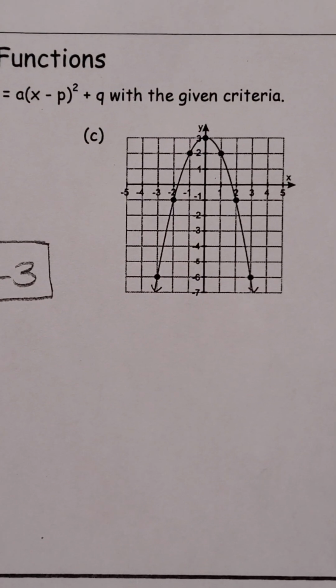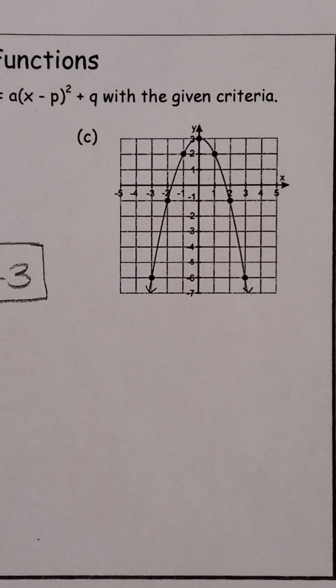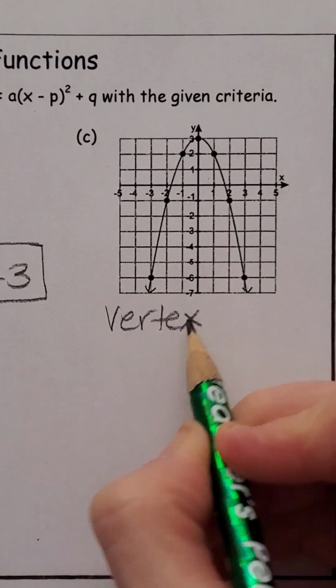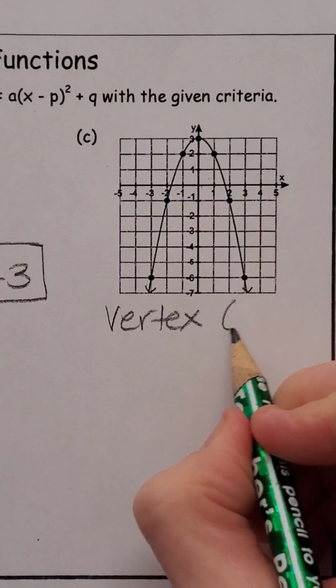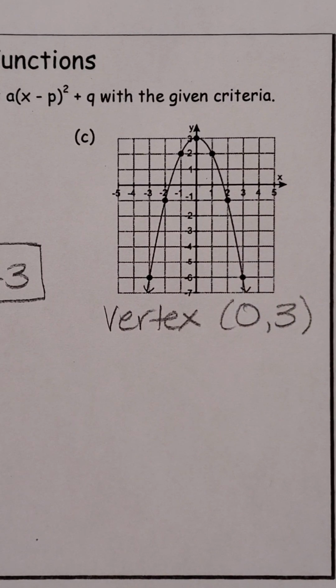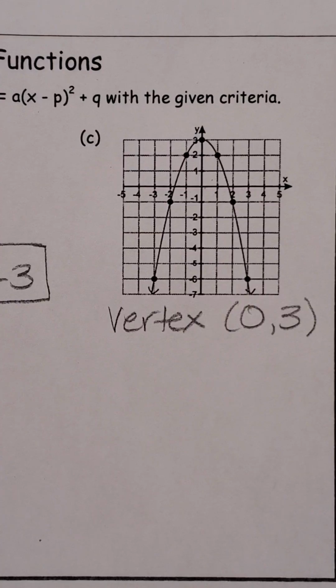And the last one, well, here's the graph. We can determine the vertex by looking for the coordinates of the highest point, since it opens downwards. So the vertex is going to be 0 and 3. Okay, so we have that p and q again. Once again, we need to know the value of a.